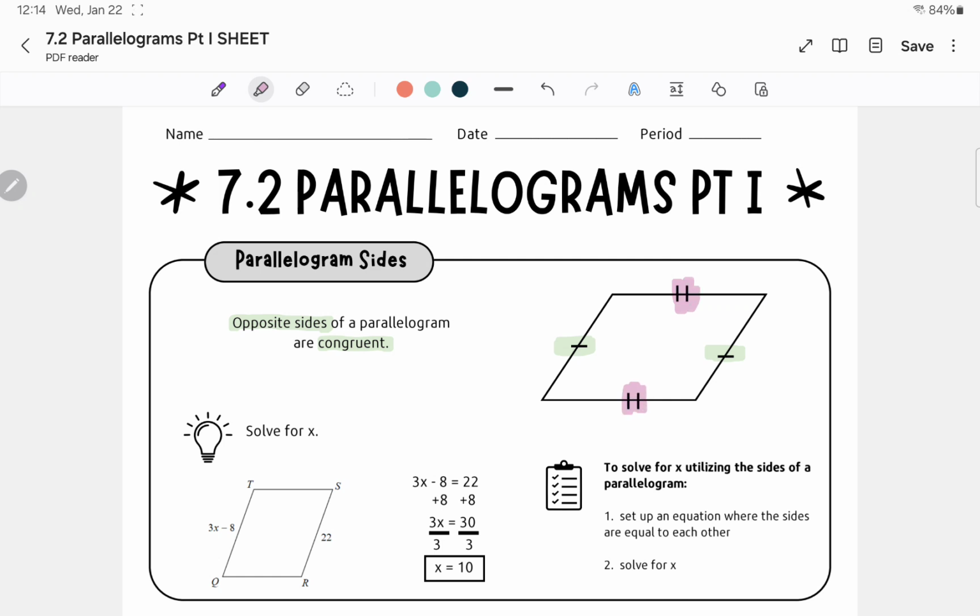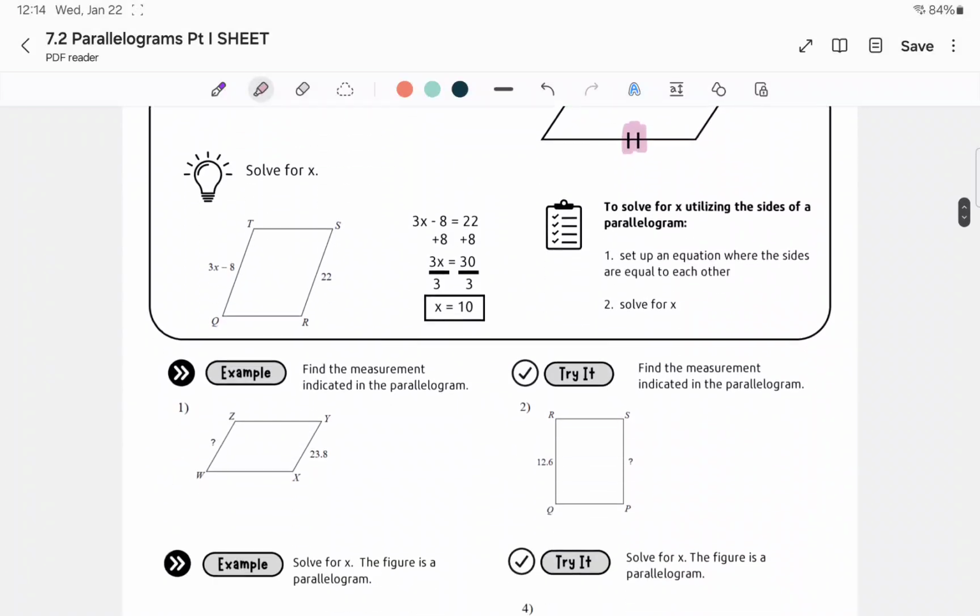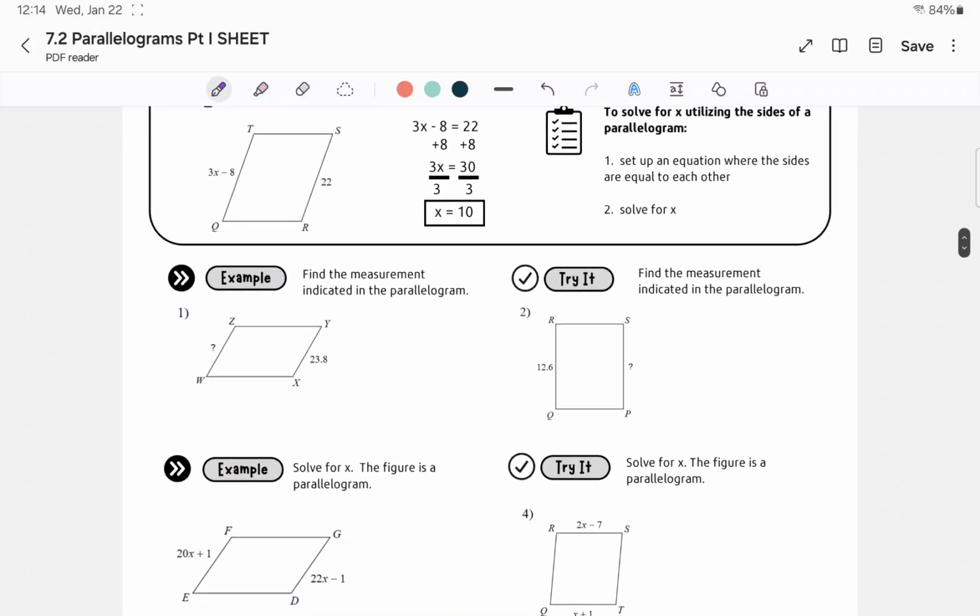All right, so there's an example here in the box, but let's look at number 1. It says find the measurement indicated in the parallelogram. So it's telling us that this is indeed a parallelogram. So we know that these opposite sides are equal. So if this side's 23.8, so is the missing side. So my answer is 23.8.